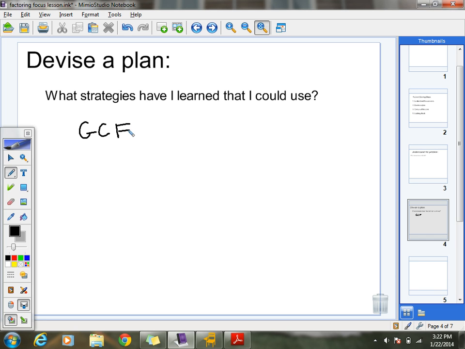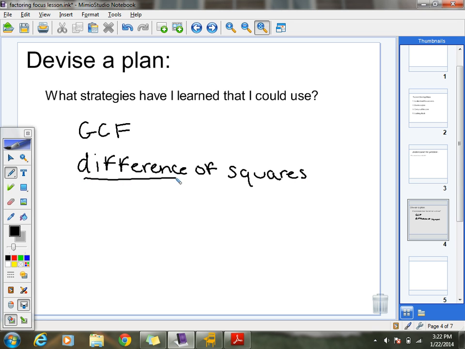The second strategy that we talked about, I know, was difference of squares. And as I'm thinking about difference of squares, I'm thinking about the fact that the word difference is in difference of squares. And I need to think back to my original problem and try to remember, okay, is there any subtracting? Because I know that difference means subtract. And I think I'm okay. I've got some subtracting in my problem.